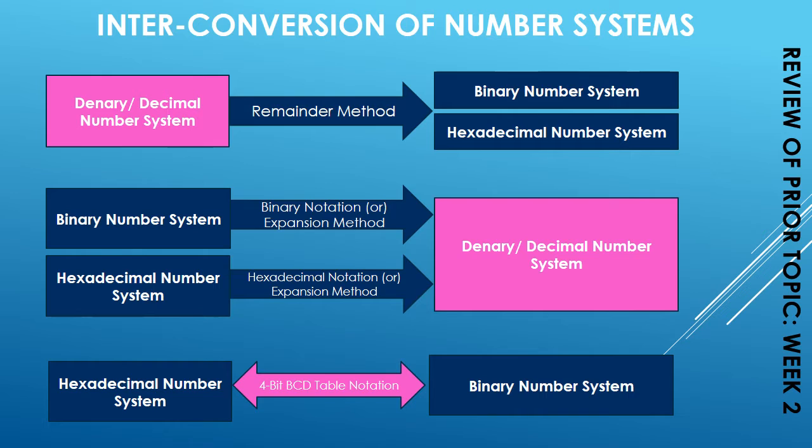And lastly, if you are given a hexadecimal number and you are asked to convert it into the binary number system, you will be using the 4-bit BCD table notation or table 1.2 that is given in your book. And similarly, if you are given a binary number and you are asked to convert it into the equivalent hexadecimal number system, you will be using the same 4-bit BCD table notation. That was the end of chapter number 1. Now we will start the new topic of week 3, that is chapter number 2.